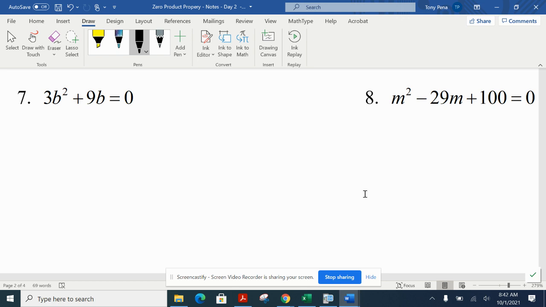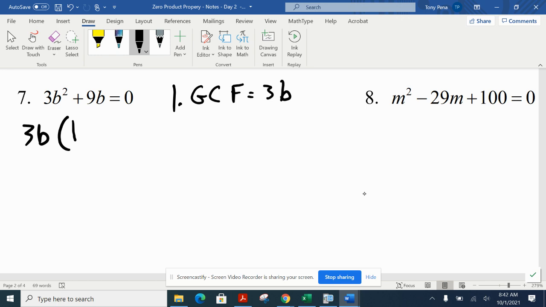Okay, let's see how that first one went. Armando, what'd you do first? Good. Good. So there's a GCF of 3b. So we pulled that 3b out. What's left over for the first term? 3b parentheses b plus 3.